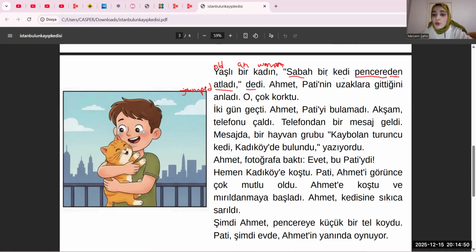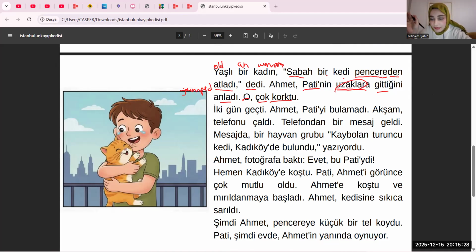Ahmet Pati'nin uzaklara gittiğini anladı. O anladı. Understood. For he, anladı. She, anladı. It, anladı. I understood, anladım. You understood, anladın. So what Ahmet understood was that Pati went really far away. Uzaklar, like far away. O, he, çok, very, korktu. Like scared.